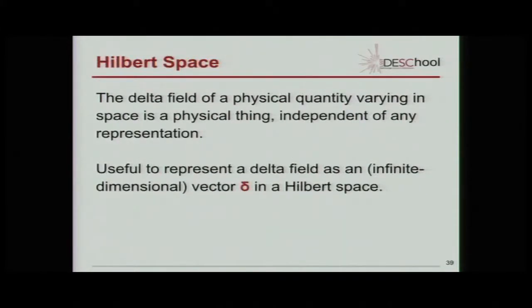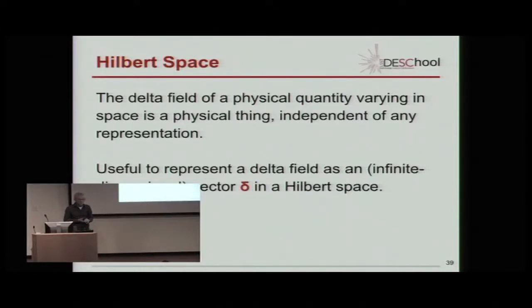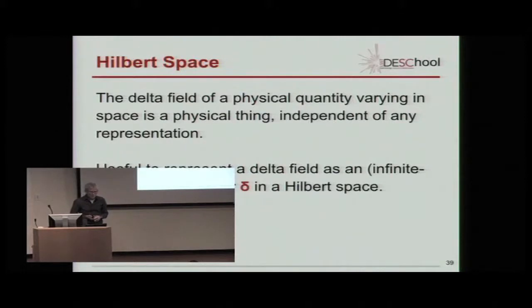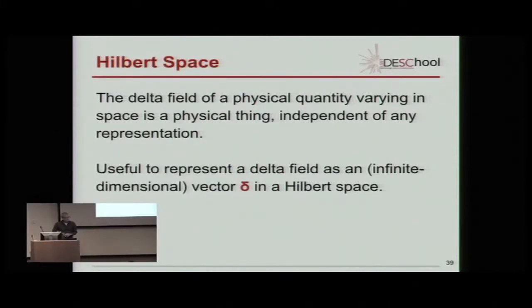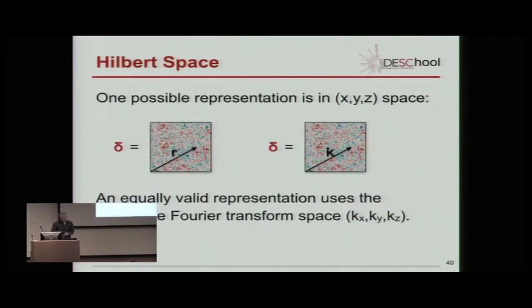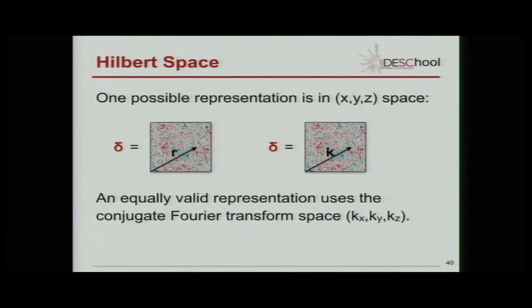Okay, so the delta field of a physical quantity is a physical thing, so it's independent of any representation. And so when we're talking about the statistics, it's useful to think of the delta field as actually a vector. It's a special vector because it's basically got an infinite number of dimensions. But we can kind of sweep that under the rug, and I think it simplifies the notation and helps to focus on what's important.